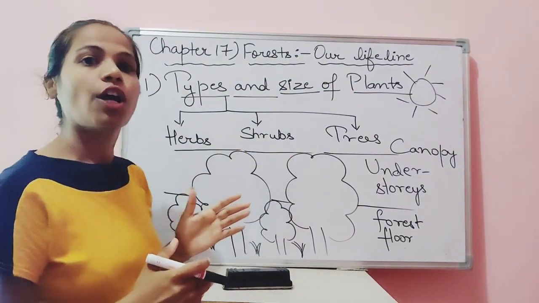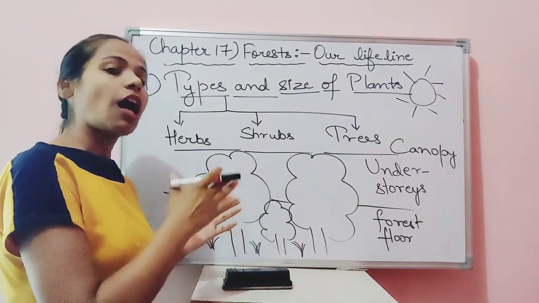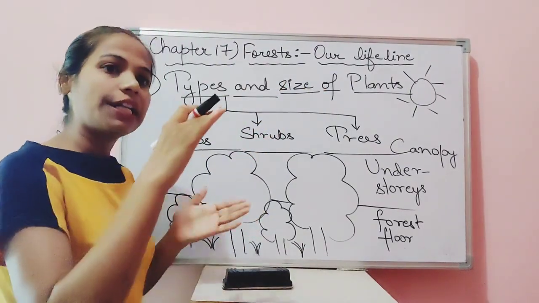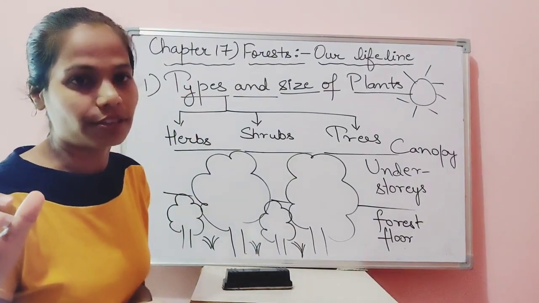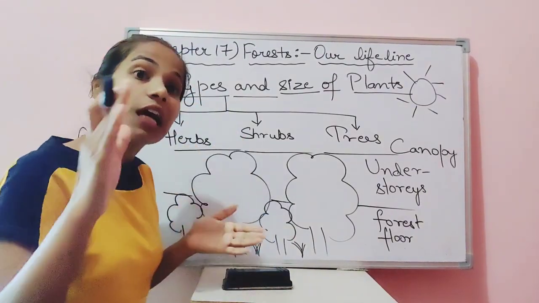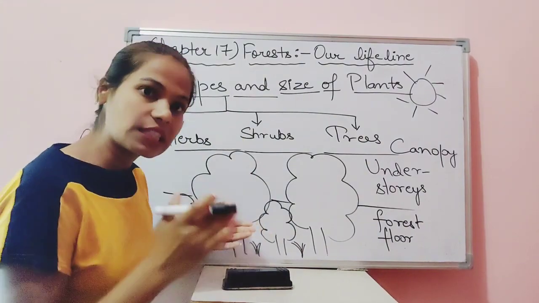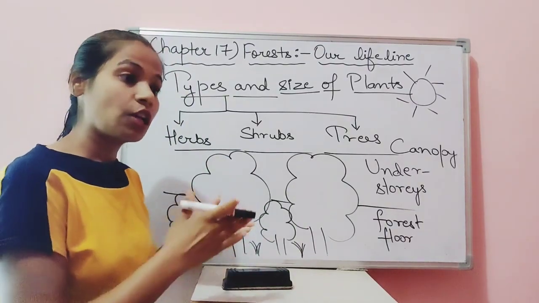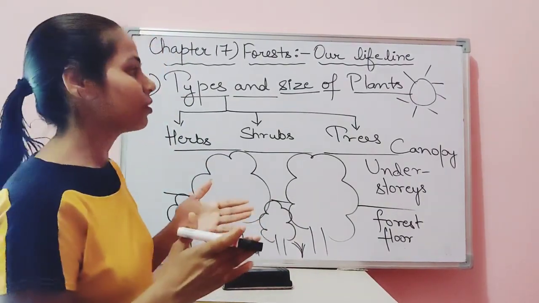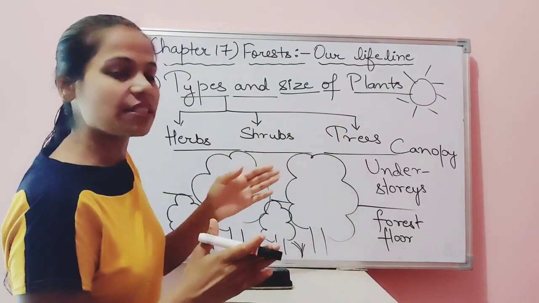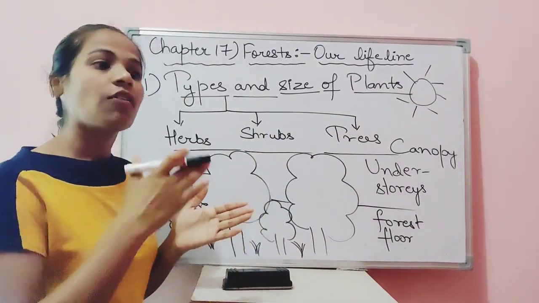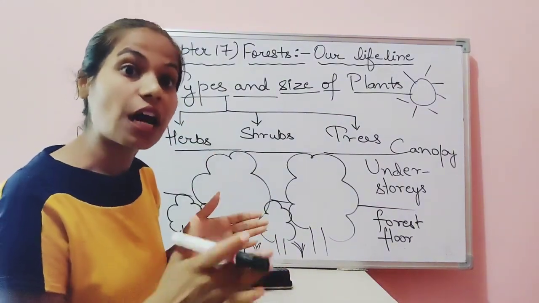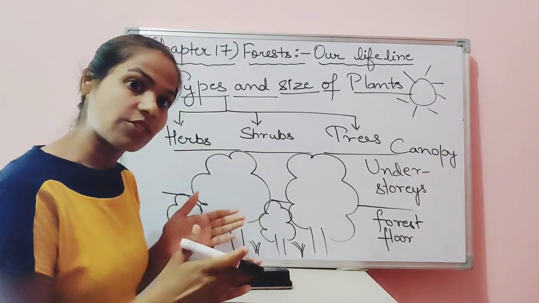Next we have shrubs. Shrubs are those plants which are of medium range, 10 to 15 meters in length. Mainly the garden plants that we have, for example, tulsi plant, lemon tree, rose plants, etc. Next we have trees. Trees are very lengthy. Examples are neem, sal, teak, etc.